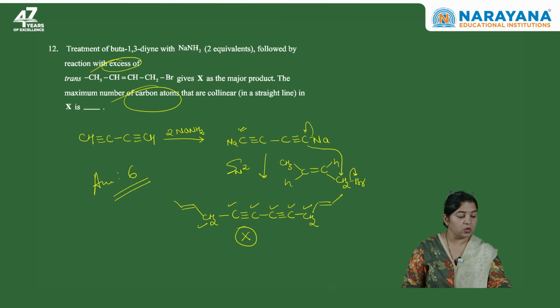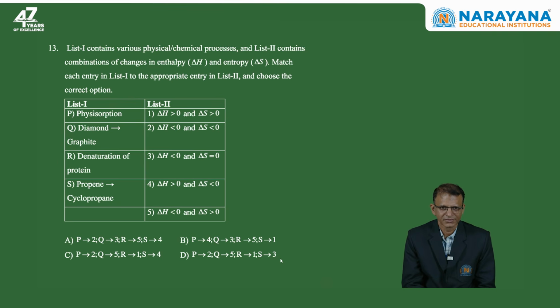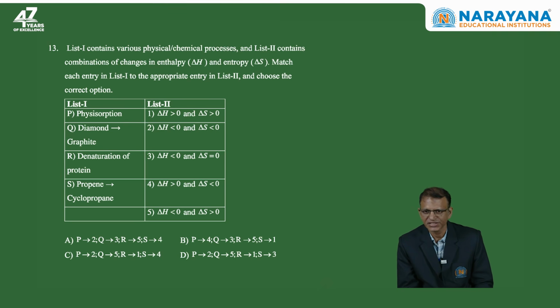Now we are moving to section 4, which is of list 1 and list 2. So this question is a mixture of 2-3 topics. Like I can see that surface chemistry is there because they are discussing about physisorption. Then diamond converted into graphite you can take in thermodynamics, and then denaturation of protein we do a practical in surface chemistry to make a colloidal solution of albumin, egg albumin. So that is a protein where we discuss about denaturation of protein.